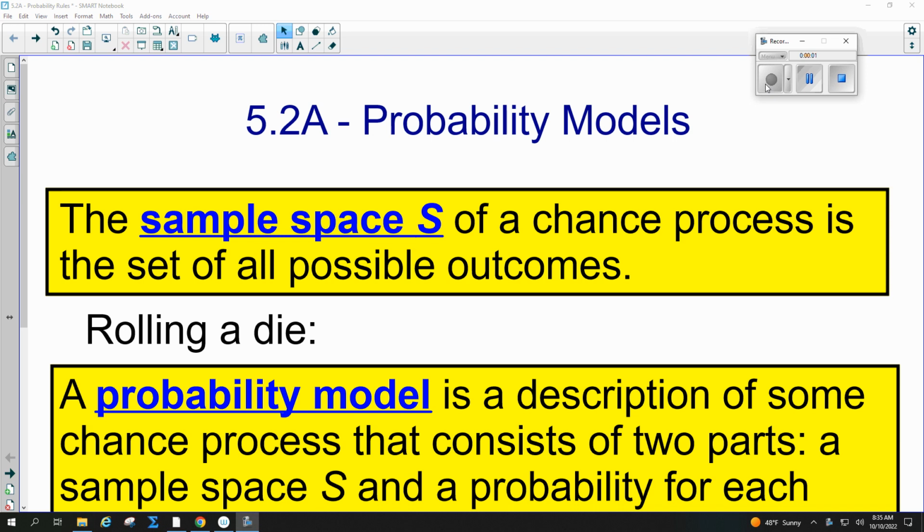One was basic probability, always thinking of it as in the long run, right? And then simulating a chance process with your calculator or Table D. So let's get into some actual probability.